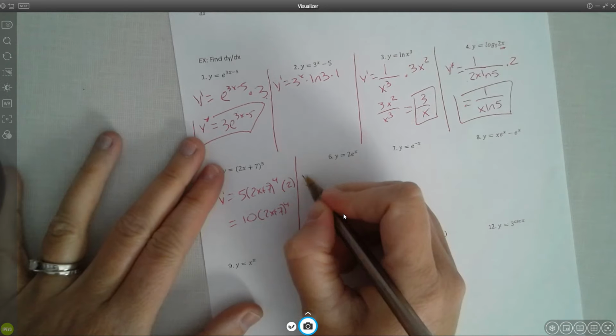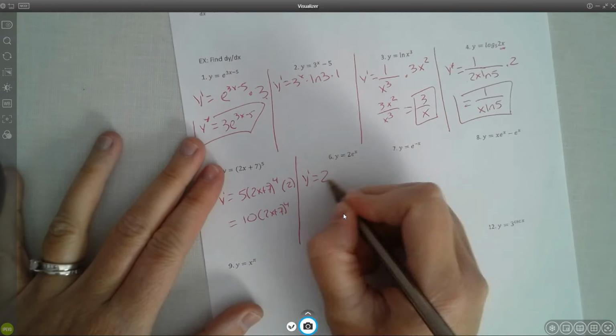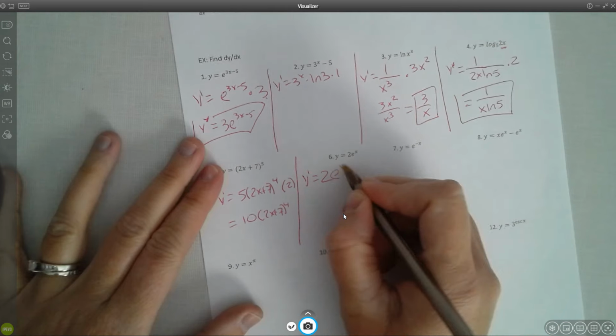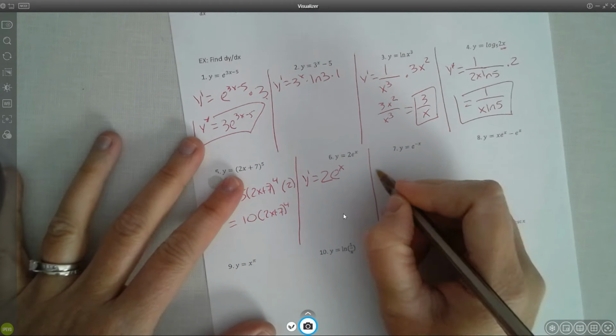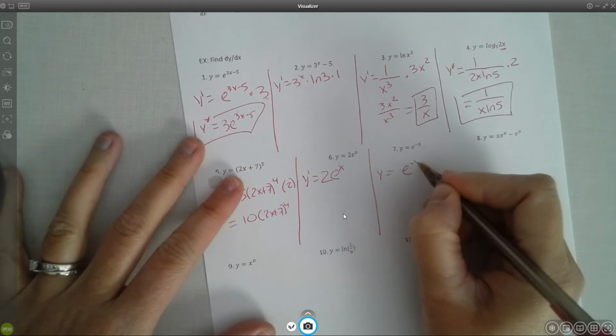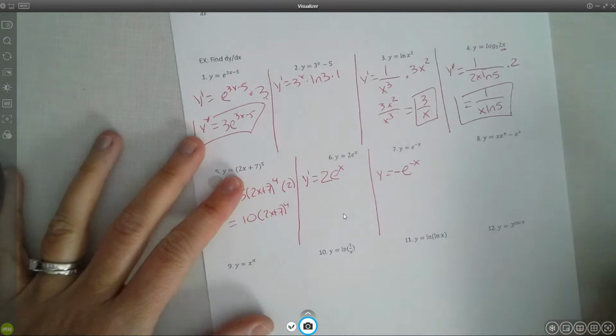Okay, hopefully you guys already tried this. So the derivative of this would just be 2 times the derivative of the e to the x, which is just e to the x. Number 7, you rewrite it, times the derivative of the exponent, which is just negative 1.